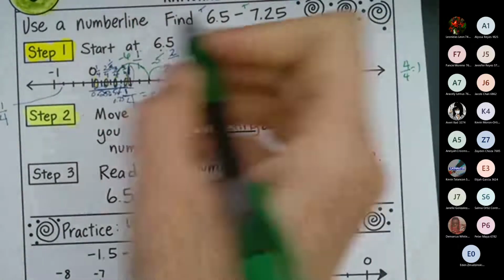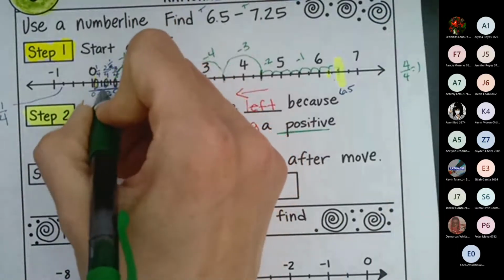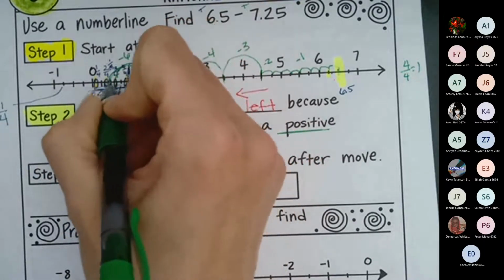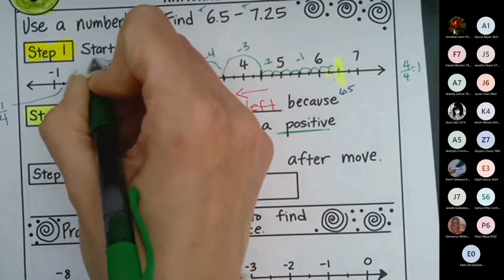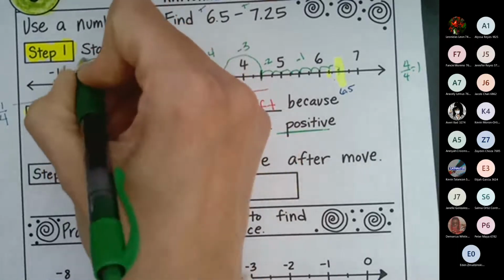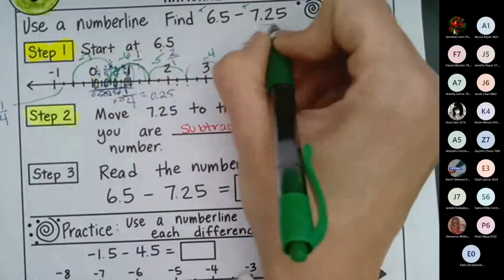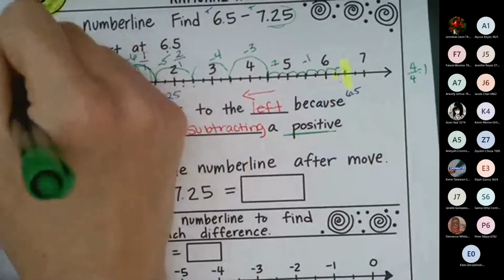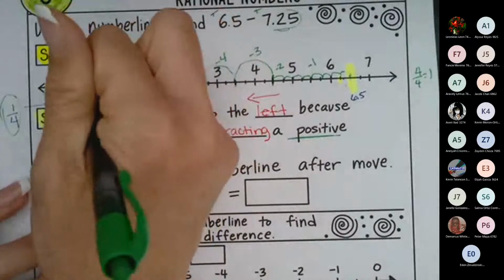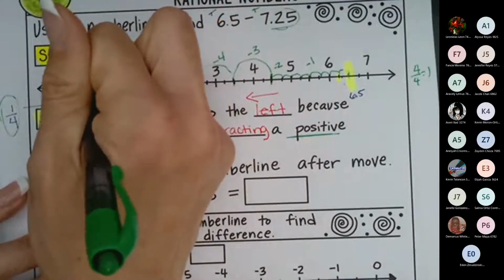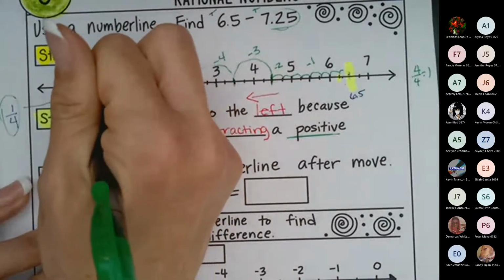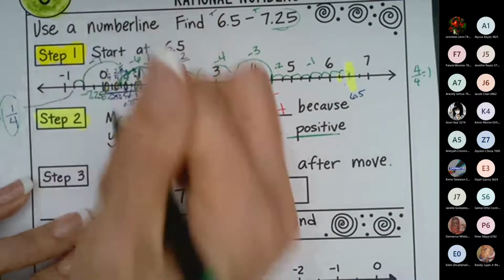I have minus 7.25, so I need to go a little bit further. Okay, go for it right there. Here's minus 7. And I need to go my 0.25. I know each little line is worth 0.25, so I'm just going to make a leap over that small line there. So that takes me to minus 7.25.